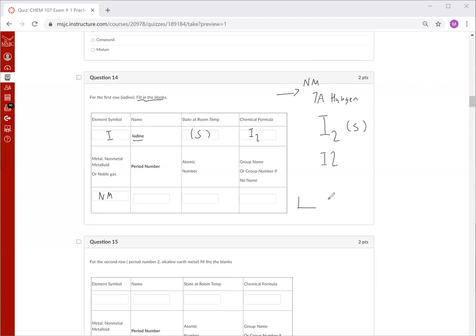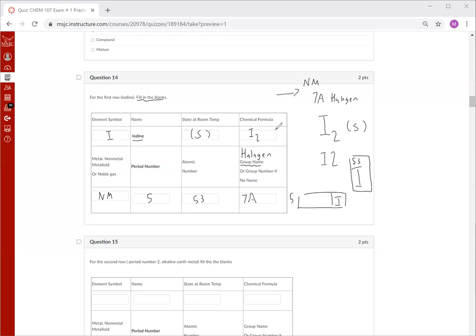Okay, thinking about iodine, for its period number, what row is iodine present in? If you look in the periodic table, 5. Yep, exactly right. So we just enter period number 5. If we look at iodine's symbol in the panel in the periodic table, its atomic number would be 53. That's the number above our atomic symbol. And what's the group name or group number for iodine? 7A. Yep, 7A. But since the problem asks you to write the group name, if there is a name, the group name would be a halogen. Exactly right.